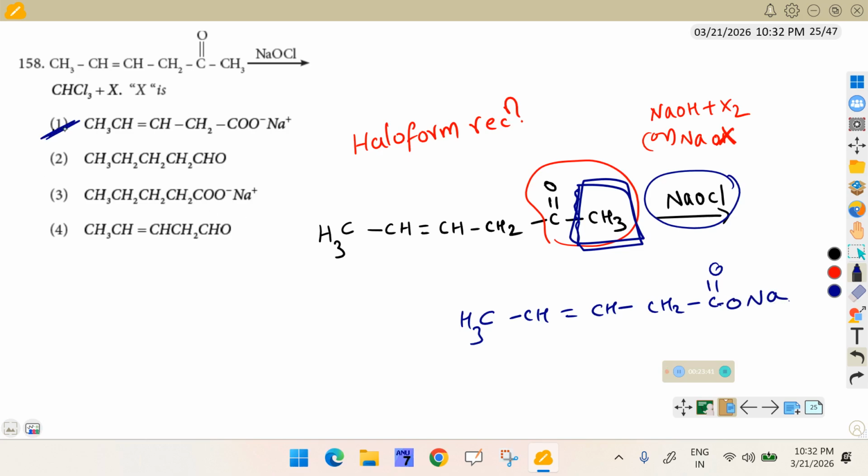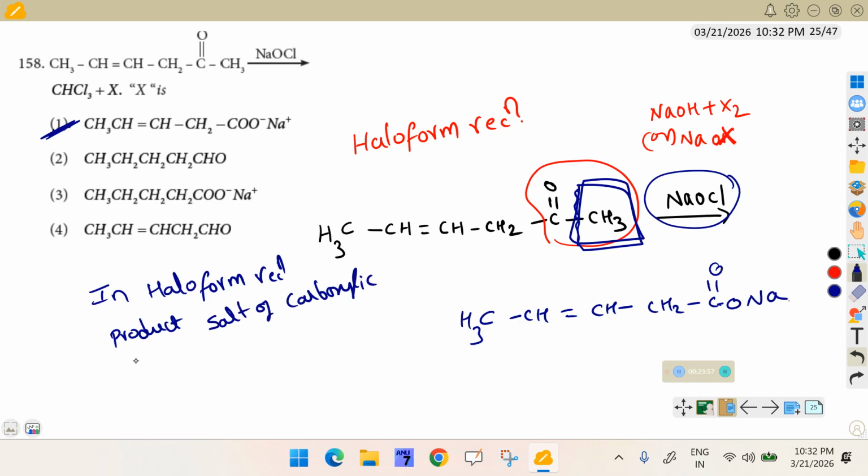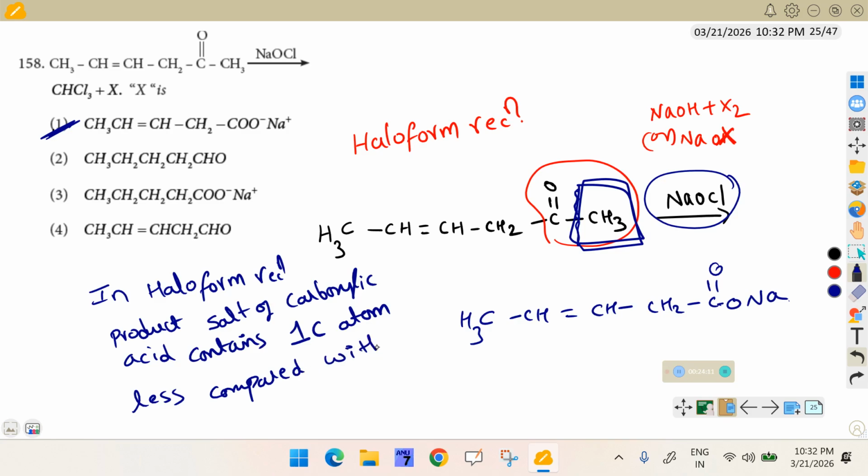First option is the correct option. Remember, in the haloform reaction, the salt of carboxylic acid contains 1 carbon atom less compared with the reactant.